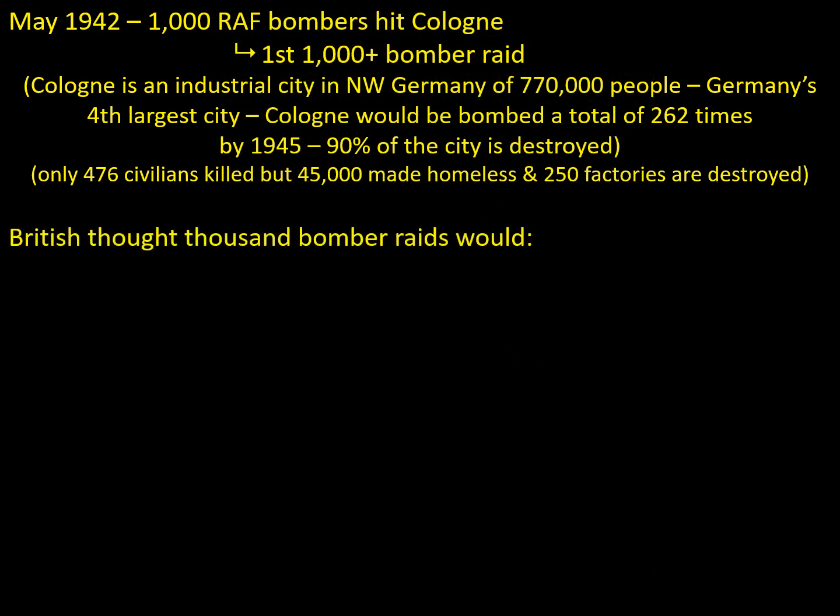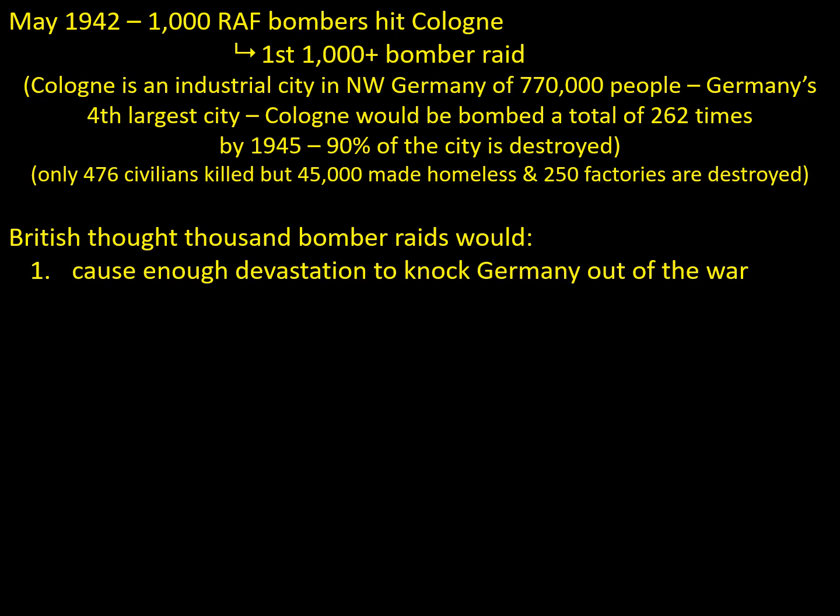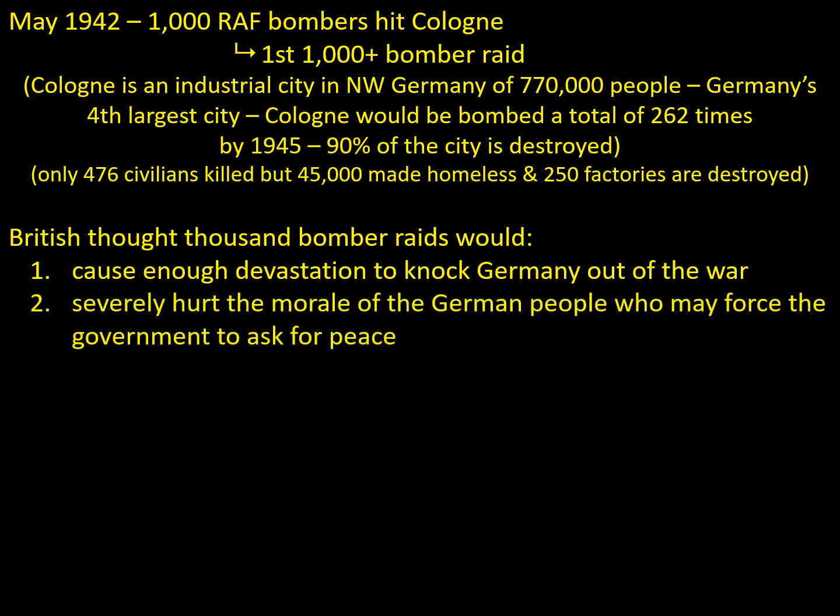Now, the British thought 1,000 bomber raids would, 1, cause enough devastation to knock Germany out of the war, and 2, severely hurt the morale of the German people, who may force the German government to ask for peace.